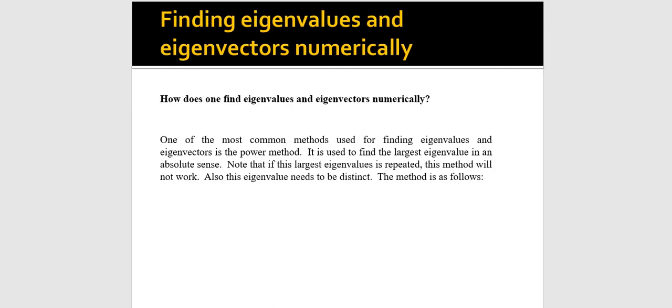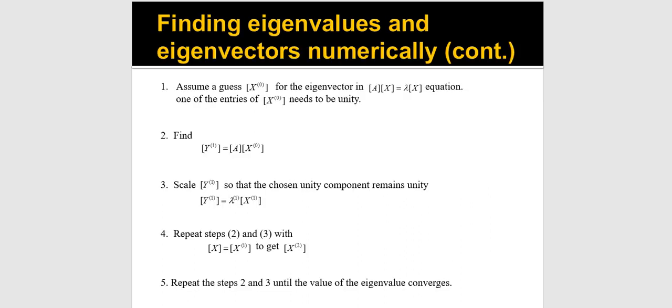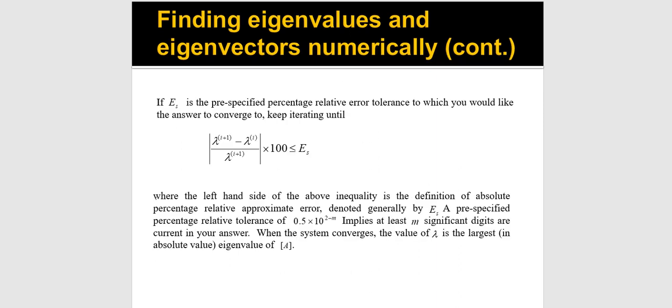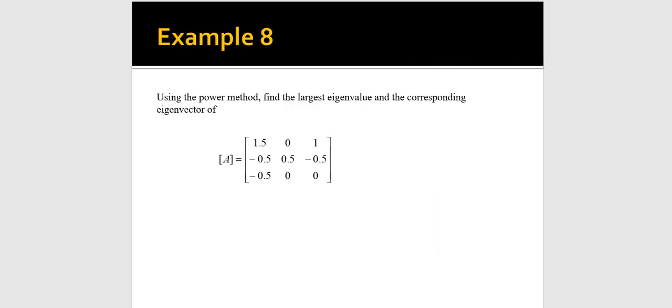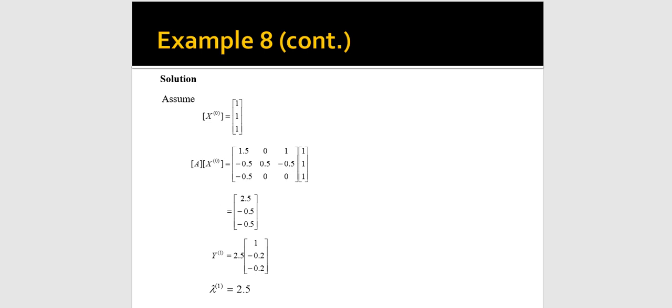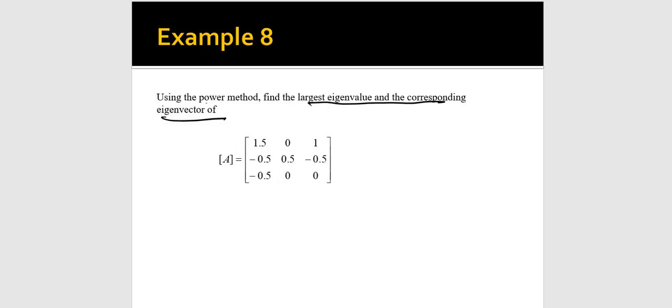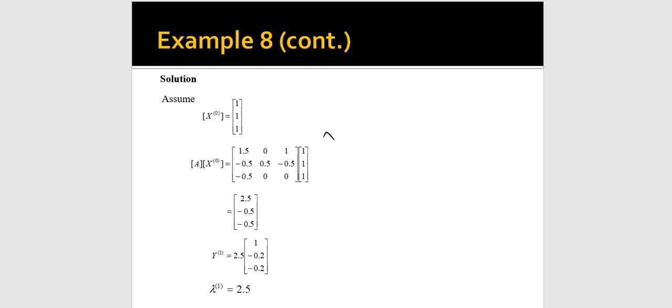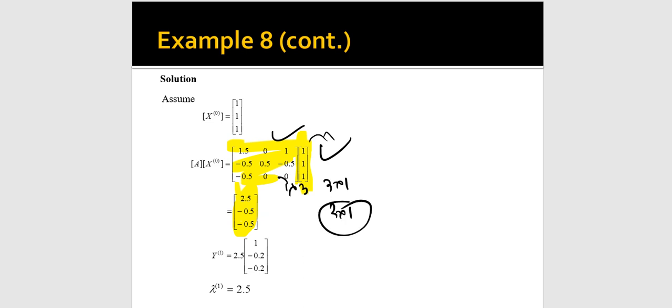That's it. Now find the eigenvalue and eigenvector numerically. There are some questions here, which will be given as homework at the end of this part. Using the power method, find the largest eigenvalue and the eigenvector. Here x0 equals 1, 1, 1, which we multiply with this matrix. After we multiply, it is a 3 cross 3 times a 3 cross 1, so you get a 3 cross 1.